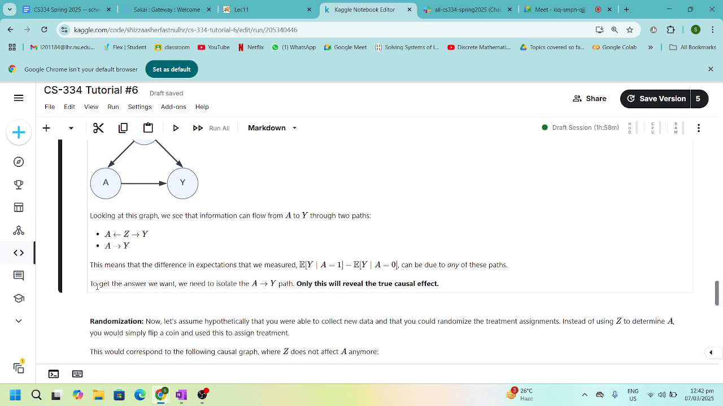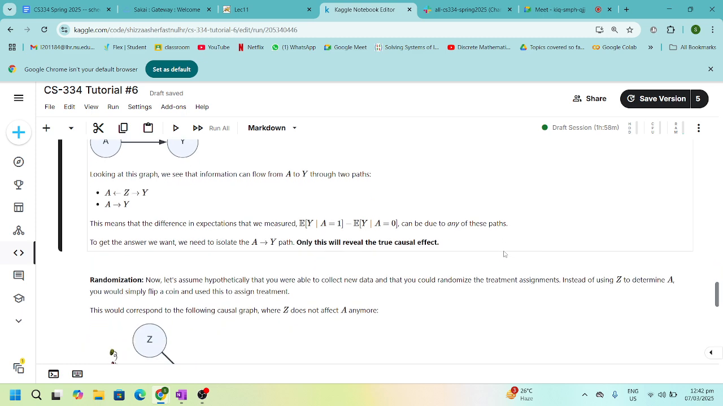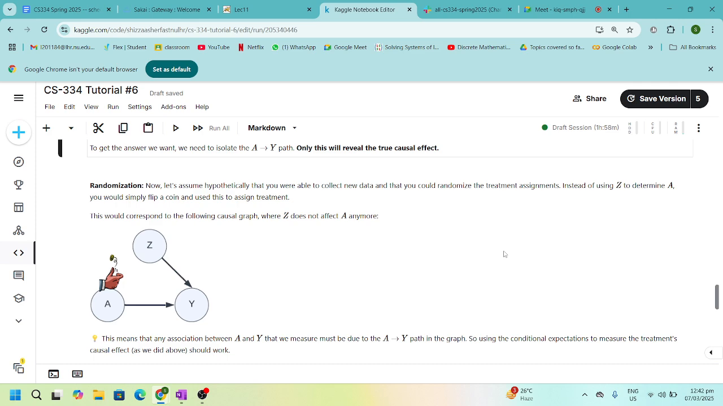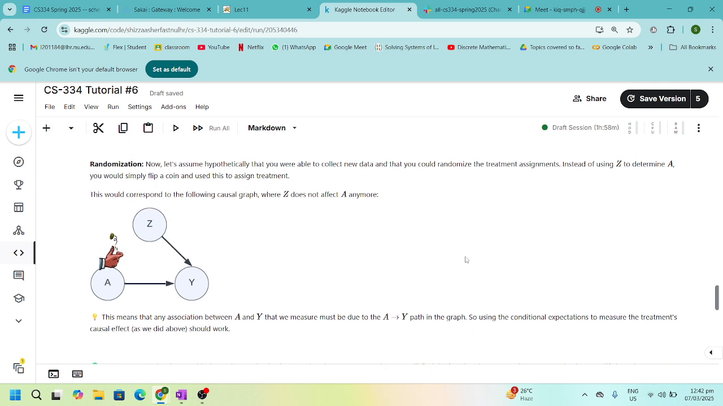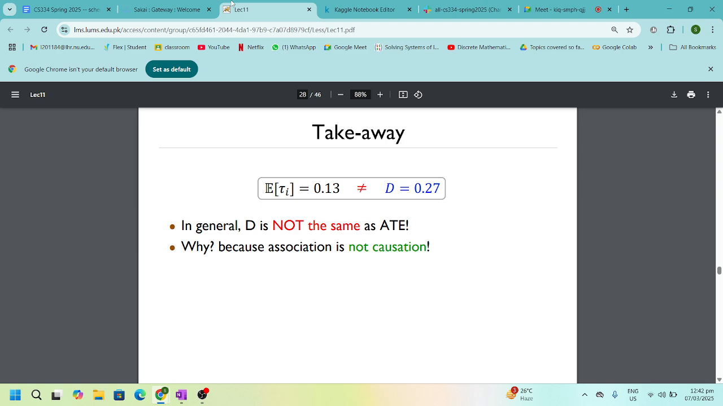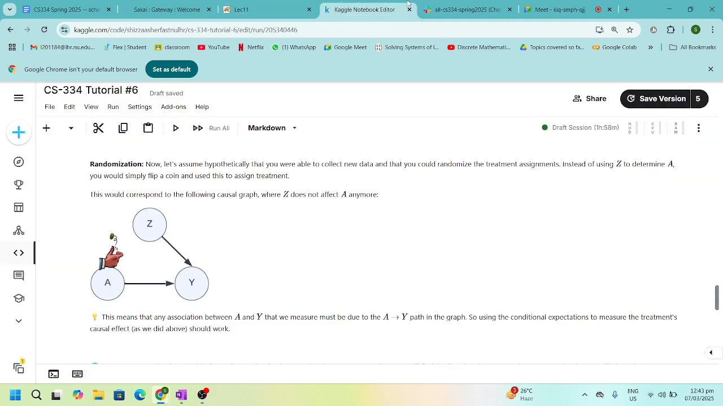All right. So to get this answer, we're going to isolate the A goes to Y path and then reveal the true causal effect. And this is a very interesting phenomenon. I'm going to quickly circle back over here. This is what we determined, that the difference in means is not the same as ATE. Why? Because association is not causation. In more detail, why? Because there are often confounding factors involved, some that we know of and some that we often do not know of, and that essentially biases our results.